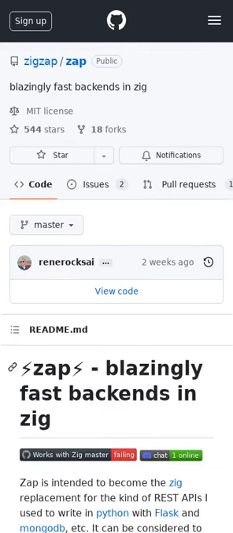Zap is a microframework for web applications. It can be used to make blazing fast backends. Zap wraps and patches the Fossil.io web application framework.